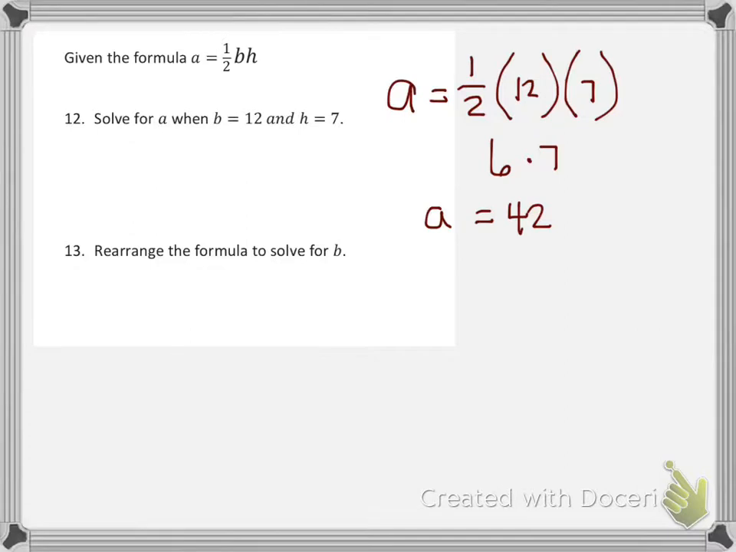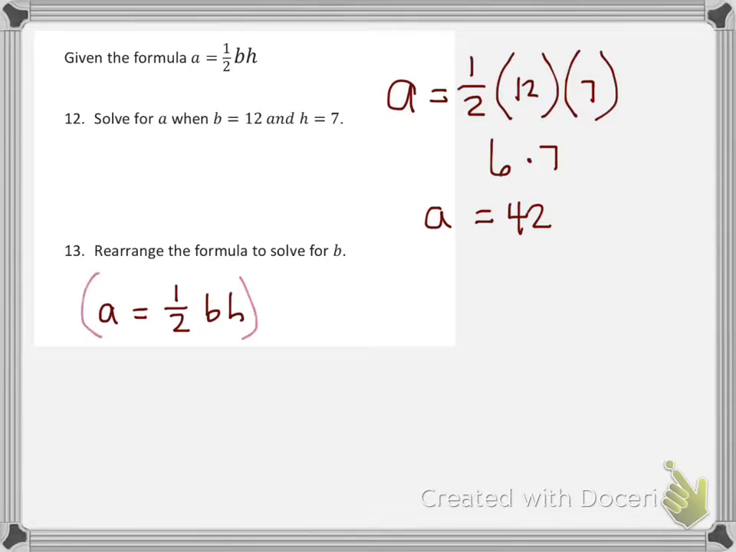All right, and then can we rearrange the formula to solve for b? Well, it's originally this, and I would like to just have b equals something. So I just need to isolate the b. Well, these are all multiplying together, but there's a fraction, so I'd like to get rid of the fraction. Let's do that first.